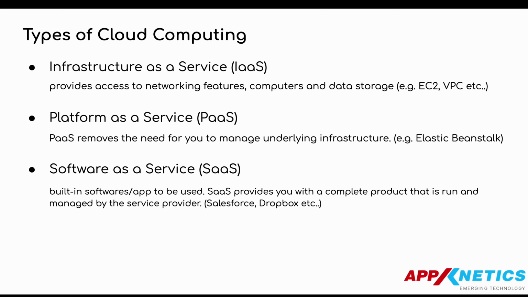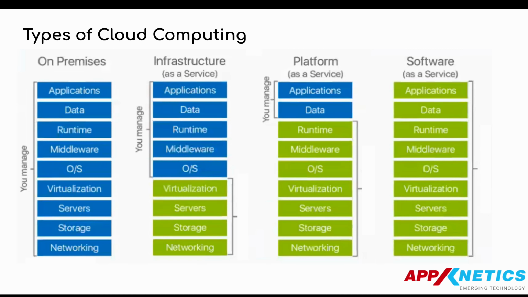The third type is software as a service. Built-in software has to be used. Software as a service provides you with a complete product that is run and managed by the service provider. The best example is a fully furnished flat. When you buy a fully furnished flat, you will get everything in it. You have to just use it. The other examples are Salesforce, Dropbox, and also Gmail. Gmail is also a best example of software as a service.